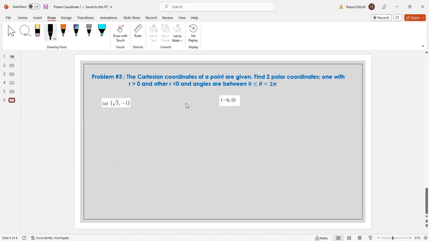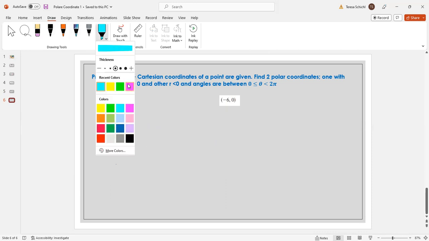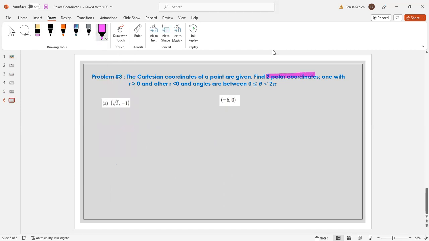Okay, now let's take a look. So we want to change it to polar. This one, they give you a little bit of a trick here. They said, I want to find two polar coordinates, one with r greater than 0, one with r less than 0. Okay, so let's see here. First, let's take a look. Where is this? So x equals square root of 3 and y equals negative 1. So this is my point, right? This is square root of 3, negative 1.